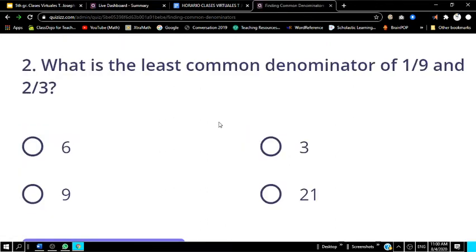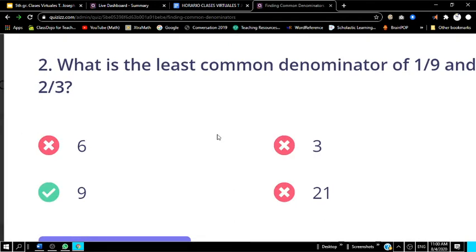Let's do the next problem. 1/9 and 2/3. If we do the multiples of 9, we have 9, 18, 27, 36. But if we have 3, we go 3, 6, 9. We don't need to continue anymore because both 3 and 9 have 9 as their common denominator.